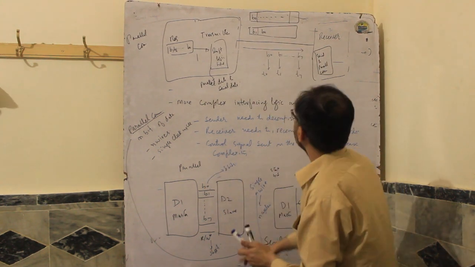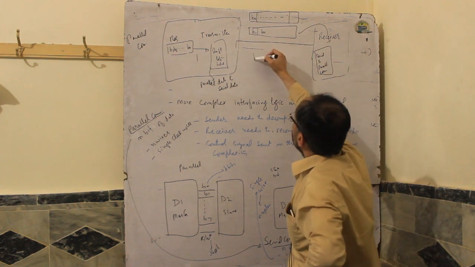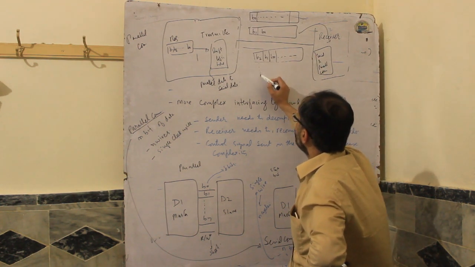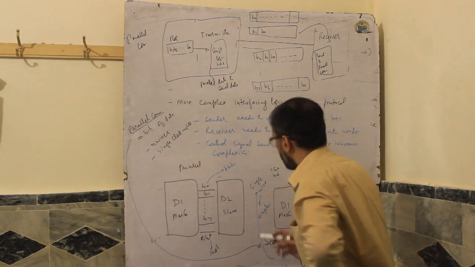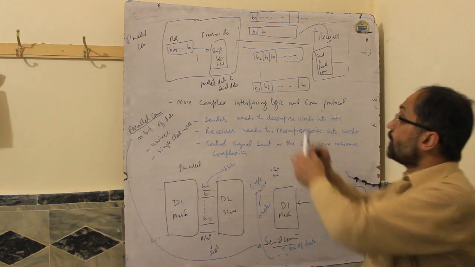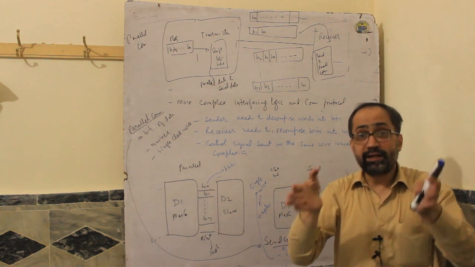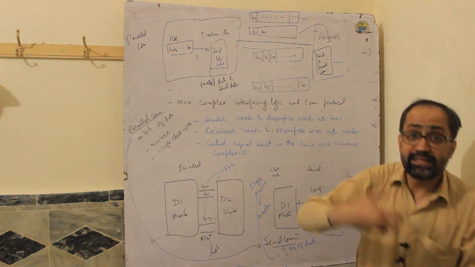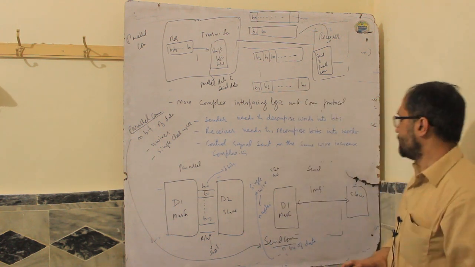In another cycle, you receive B2, so then you will have B2, B1 and B0, and so forth. In the last cycle, you will receive B7, B6 down to B0. So you need complex interfacing logic and communication protocol on both the transmitter side and the receiver side. On the transmitter side, you have to convert the parallel data into serial data, while on the receiver side, you have to convert the serial data back into parallel data, because either the transmitter or the receiver will process the data in parallel, not in serial.